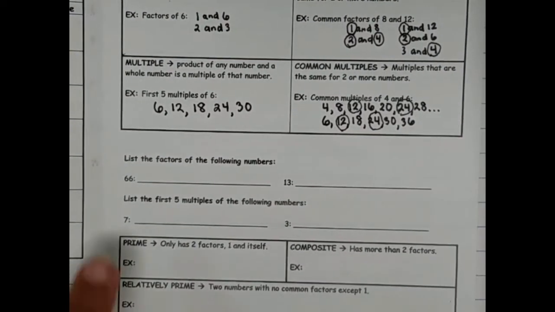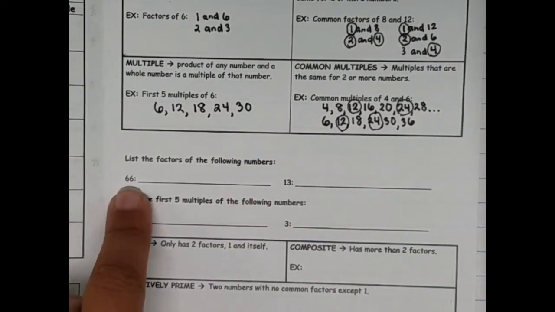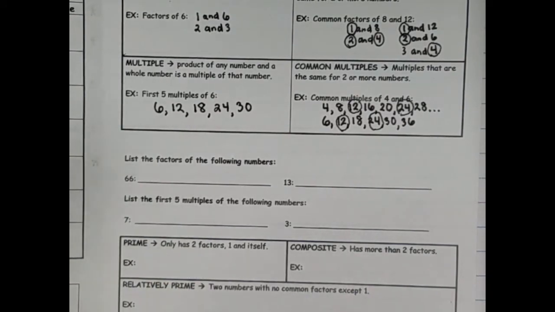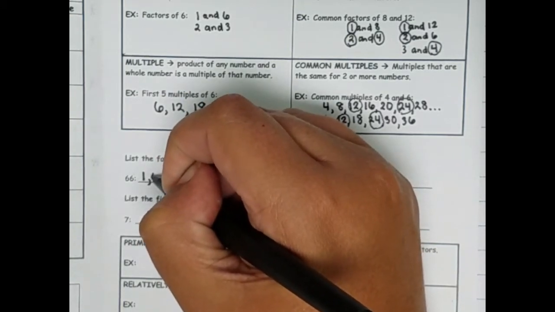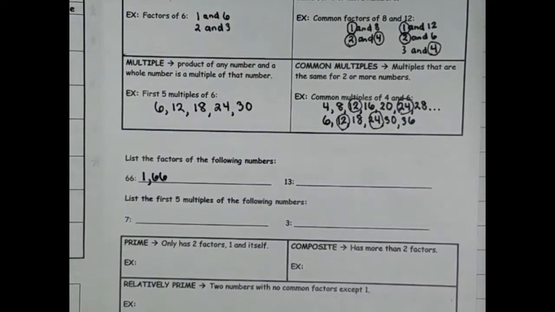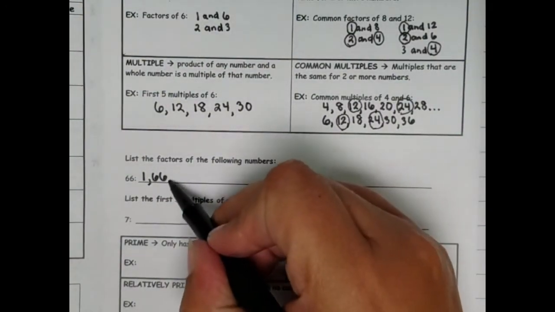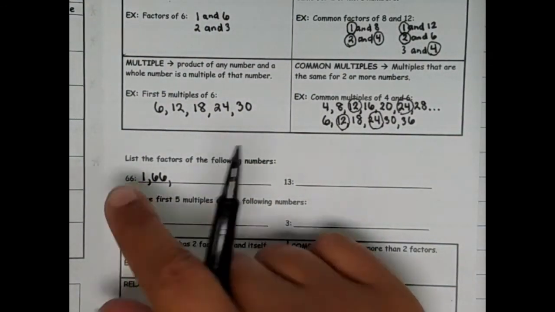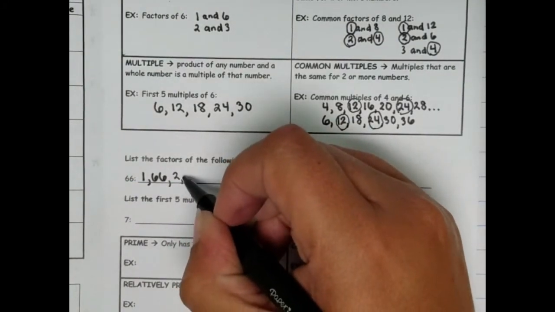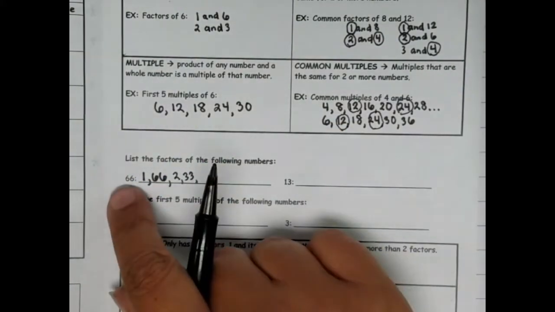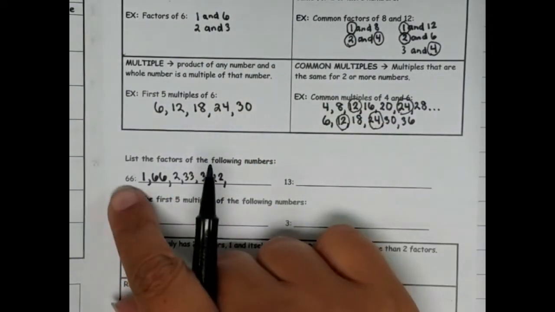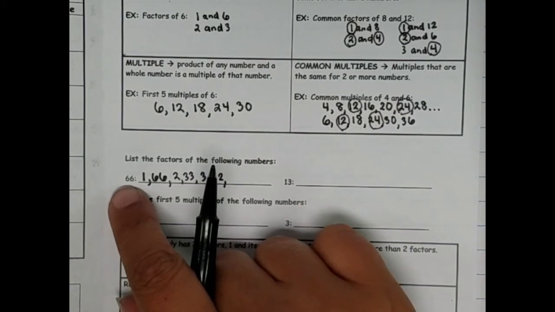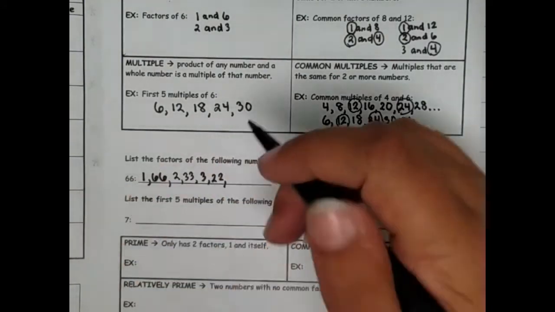What we're going to do next is list all the factors of the following numbers. So 66. I always start with the smallest factor, so 1. And I ask myself, what can I multiply 1 by to get 66? And it's 66. We are going to eventually put them in order from least to greatest. Then I'm going to do 2 and 33. Then 3 and 22. 4, it cannot be divisible by 4. Not 5. 6 and 11.